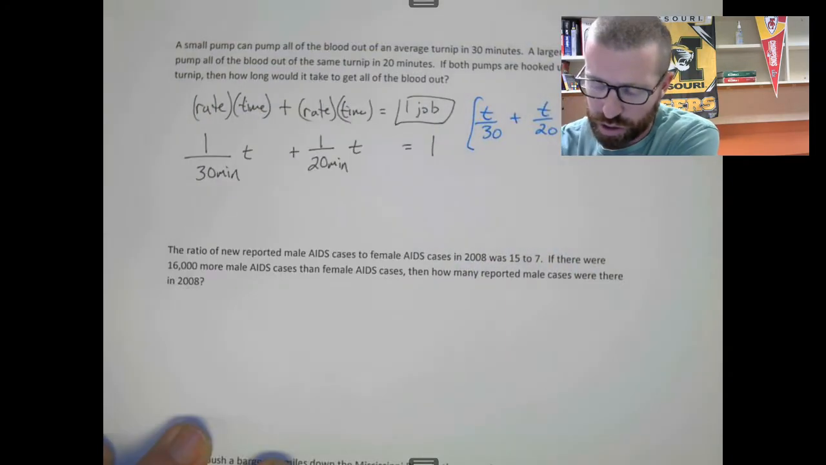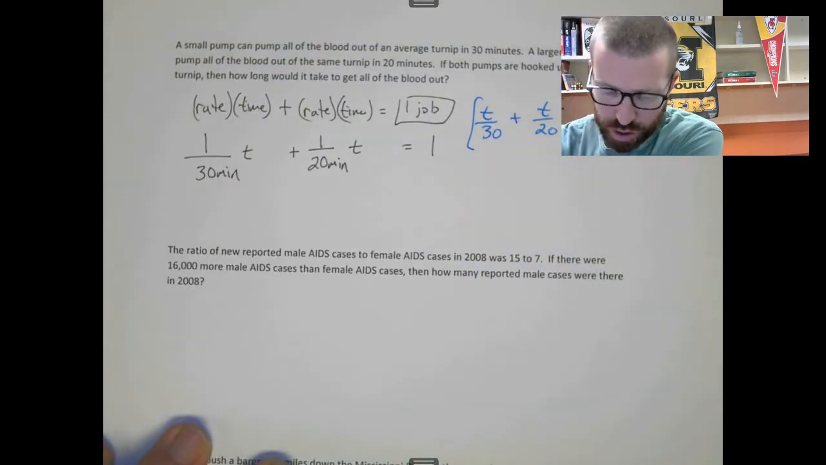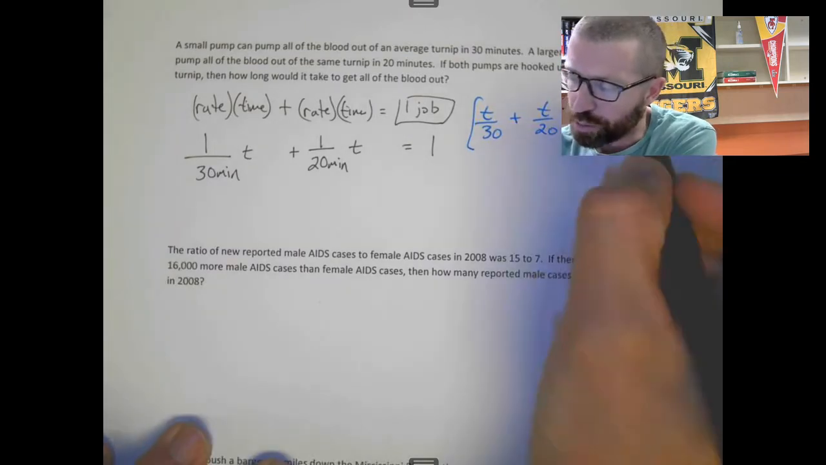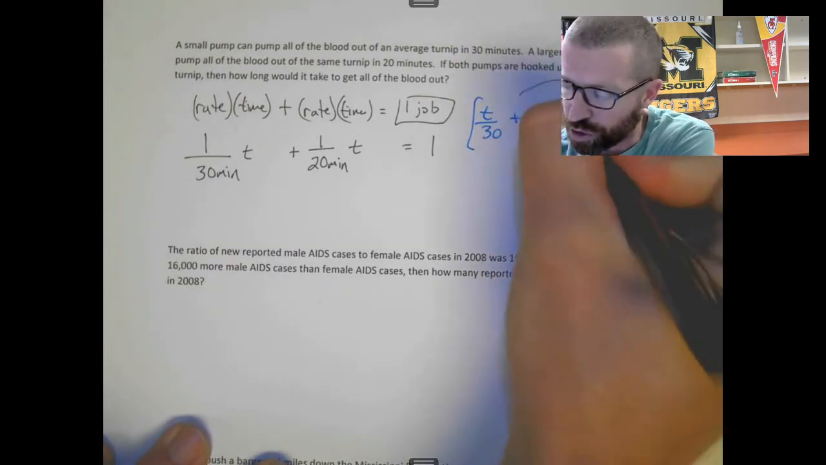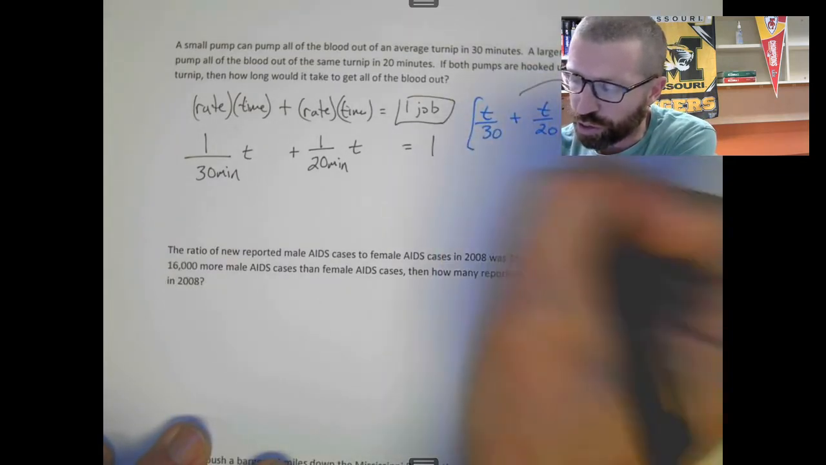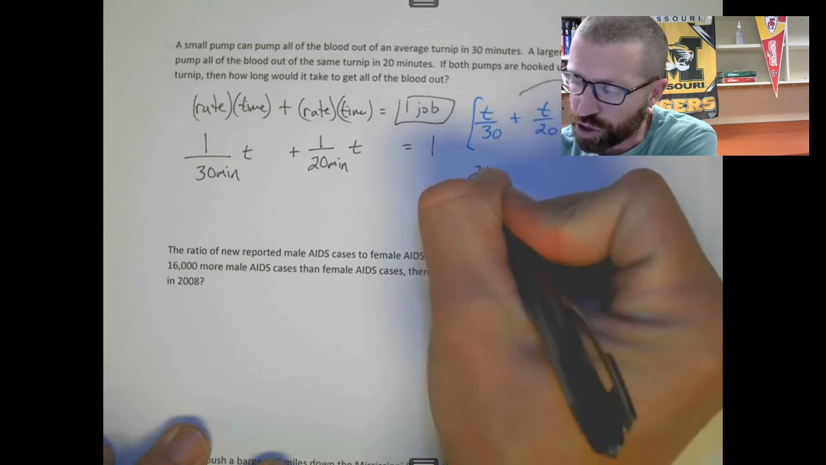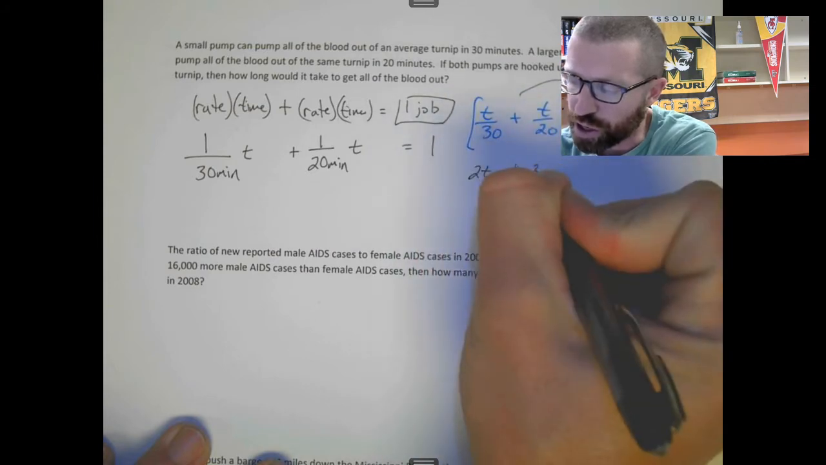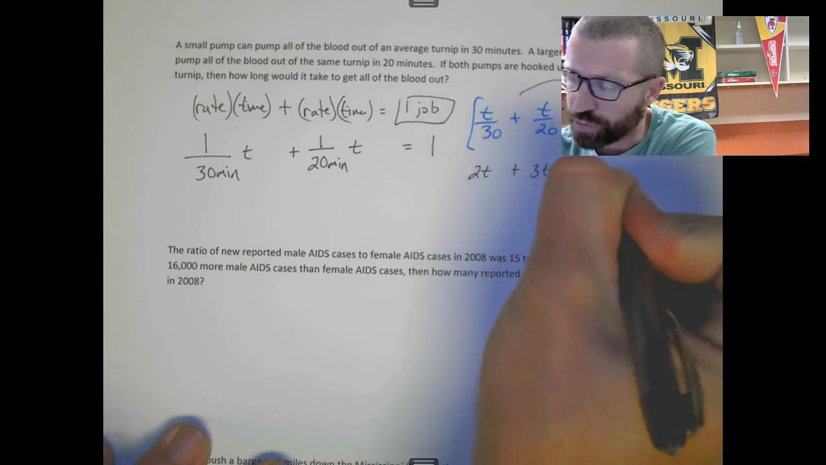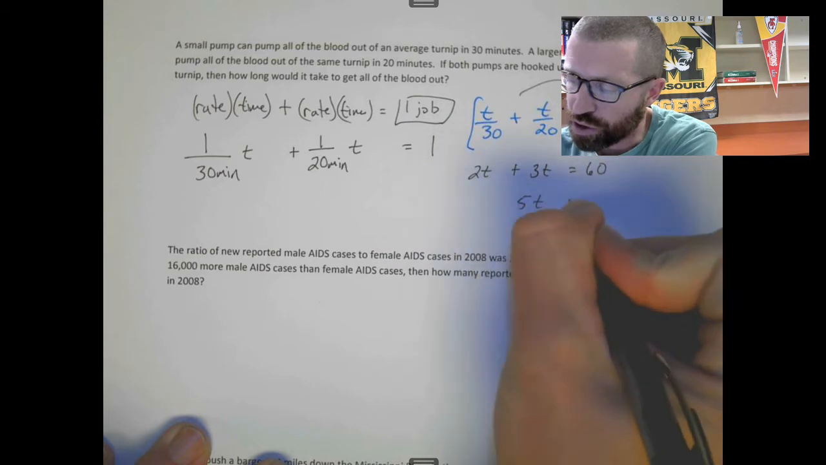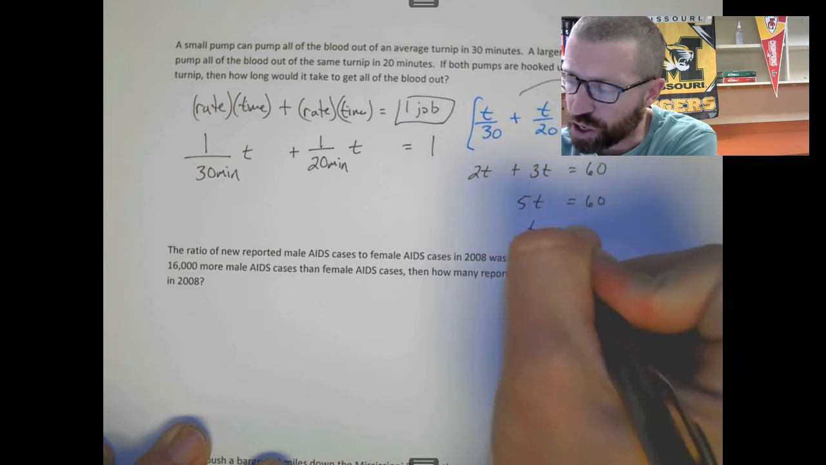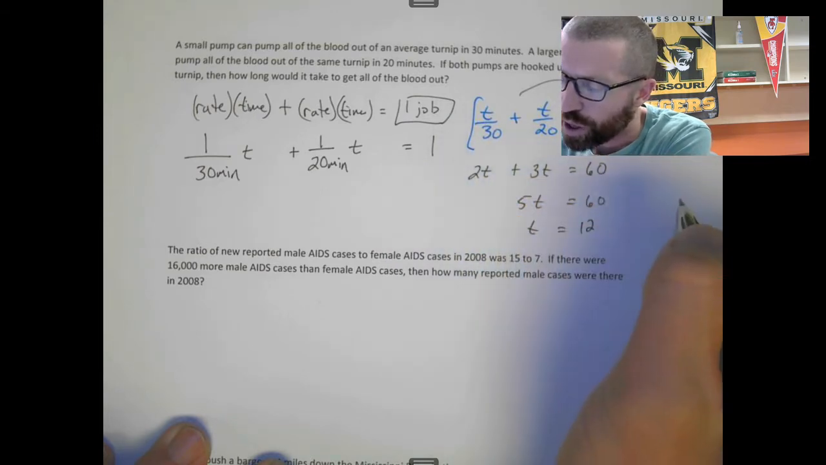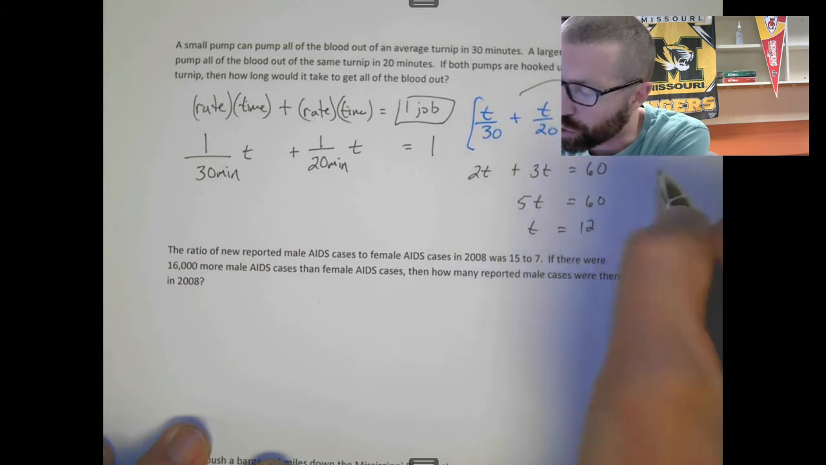To eliminate these fractions, we can multiply the whole thing by 60. So 30 goes into 60 twice, so it's 2t, and then plus 3t is equal to 60. Or 5t is equal to 60, and so t is equal to 12. And so if they work together, it would take them 12 minutes.